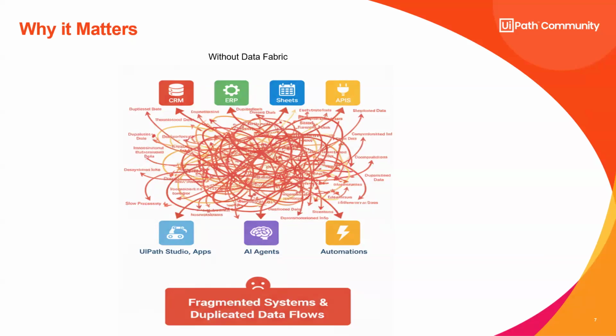So instead of building 5 integrations, you connect once and every automation consumes the same consistent model. For example, imagine you are automating a customer refund process. You need to check: is the customer eligible? Do they have any open tickets? What's their payment history? Without data fabric, you would have to call 3 different systems.